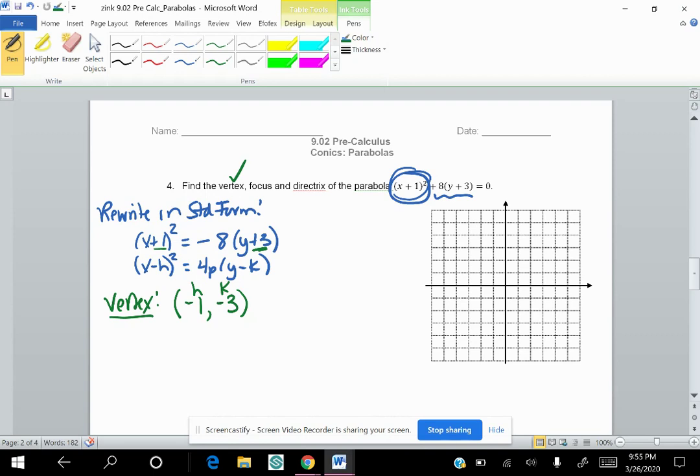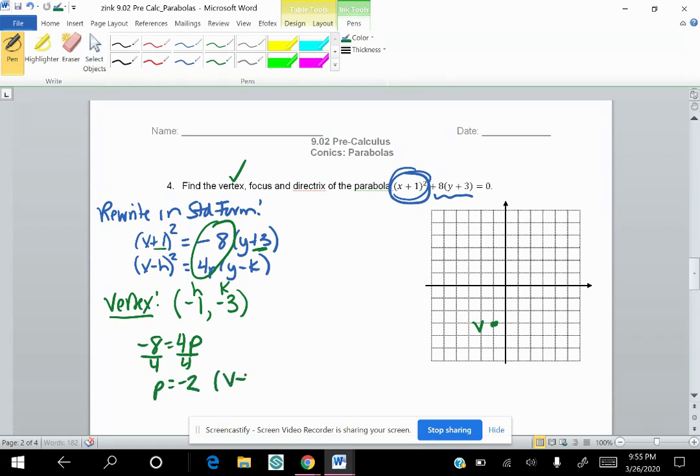Next part, it says find the focus. So far we have -1, -3. This helps to sketch this out. Is our vertex. And to find our p-value, we're going to look right here. So those match up. So I'm going to set -8 equal to 4p. Divide by 4, p equals -2.